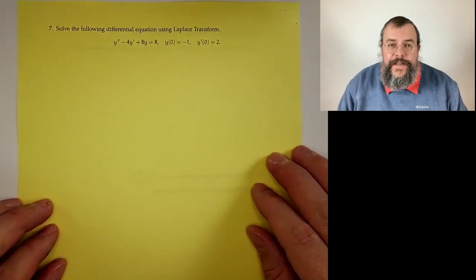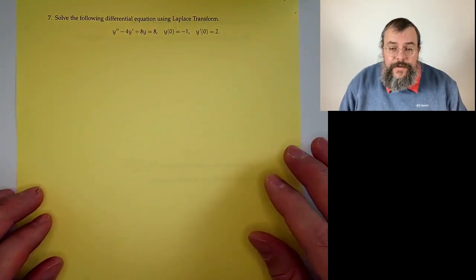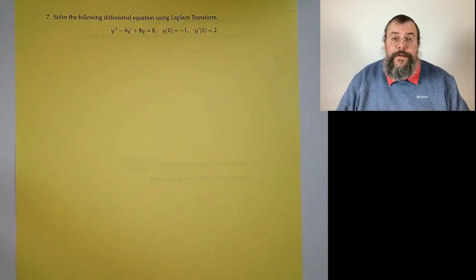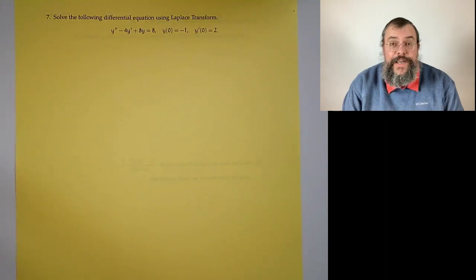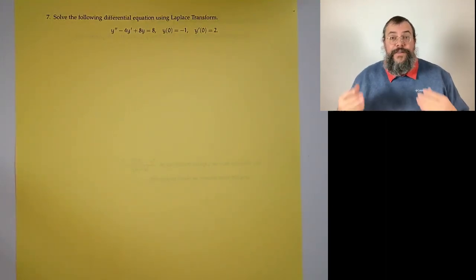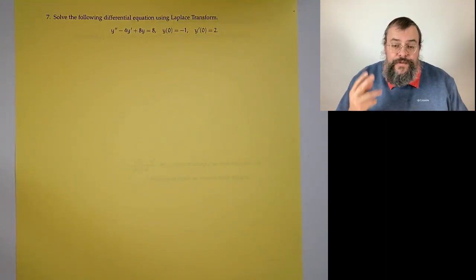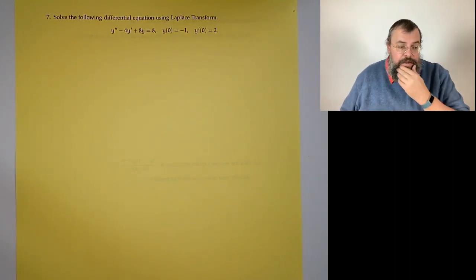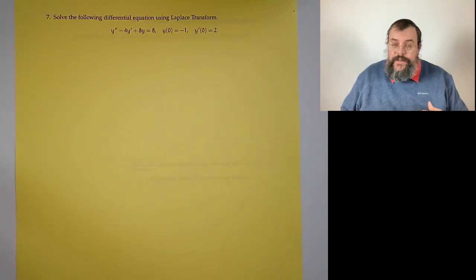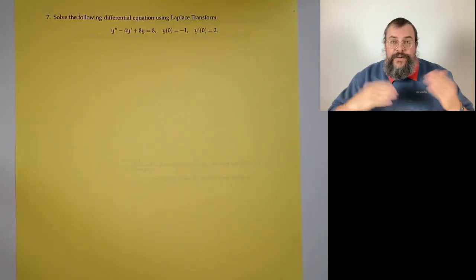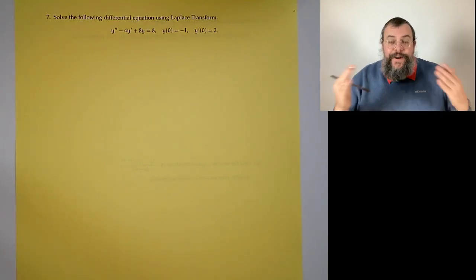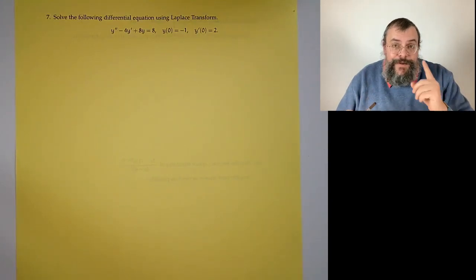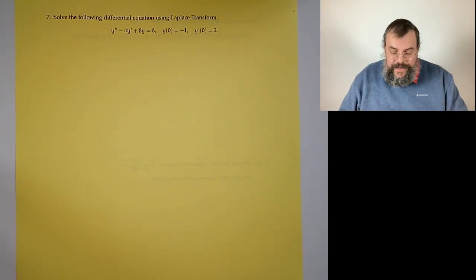Okay. Solve the following differential equation using Laplace transform. So, y double prime minus 4y prime plus 8y equals 8. y of 0 equals minus 1. y prime of 0 equals 2. Okay, well, that's great. No big surprises here. There's no turning things on, turning things off. We could solve this without Laplace transform, without too much effort, but we're going to follow the rules. It says use Laplace transform.